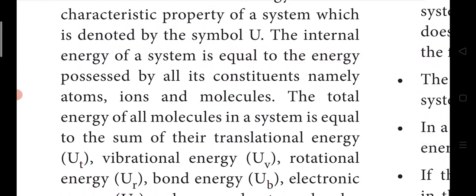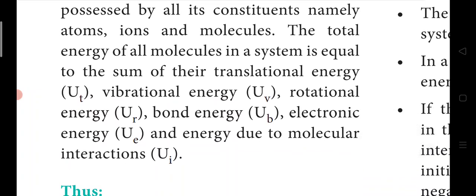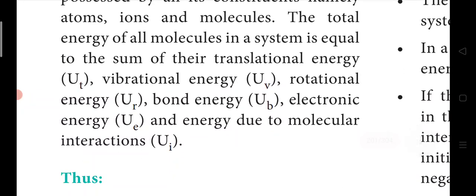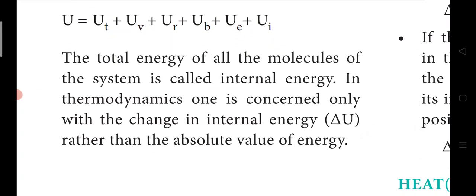The total energy of all molecules in a system is equal to the sum of their translational energy, vibrational energy, rotational energy, bond energy, electronic energy and energy due to the molecular interactions. So if we take an atom, it will have a vibration, a rotation, a bond energy, and when it combines with another atom, it will have an electronic energy. Everything together is called internal energy. So they have given internal energy is equal to the addition of all that energy. The total energy of all the molecules of the system, we call it an internal energy.